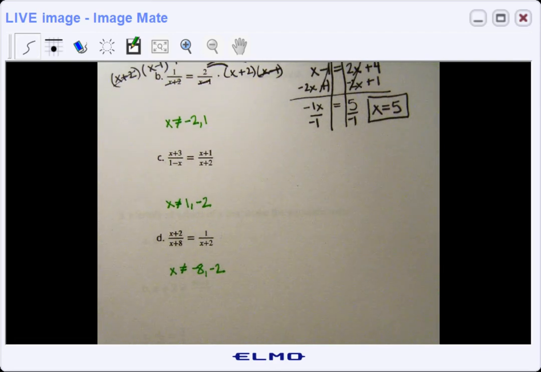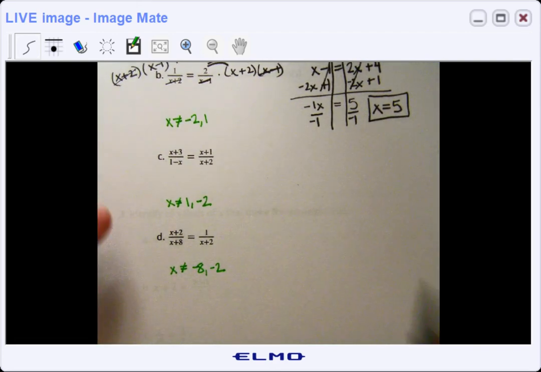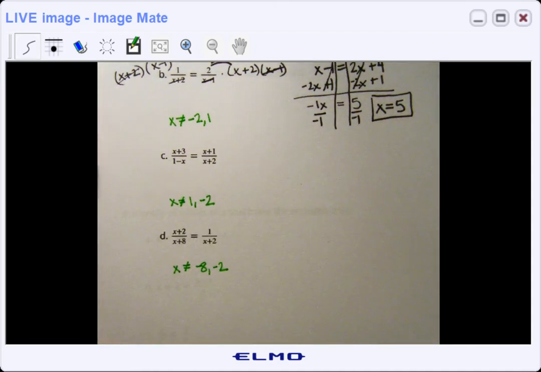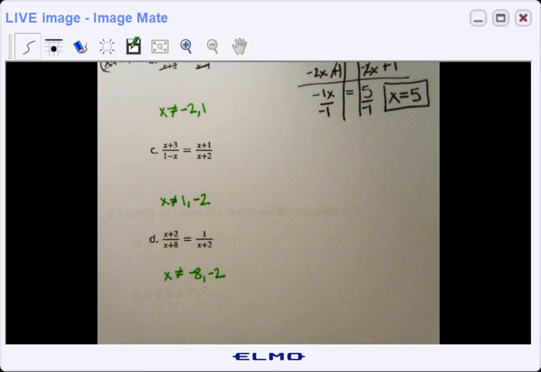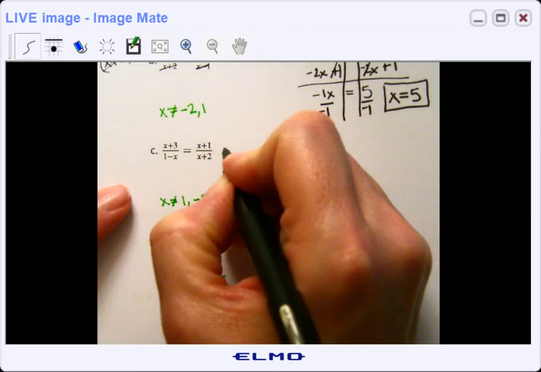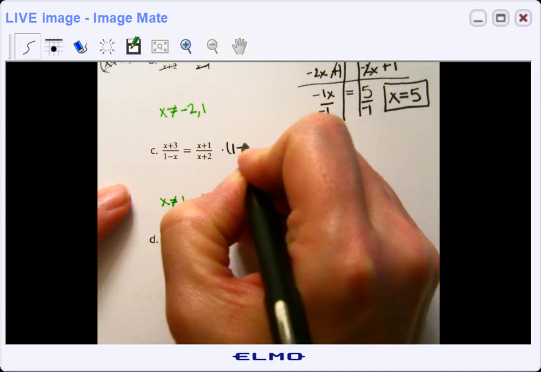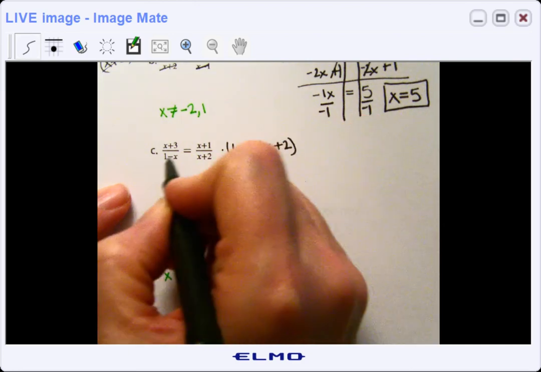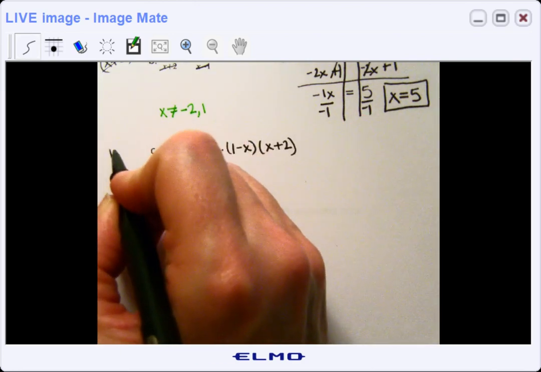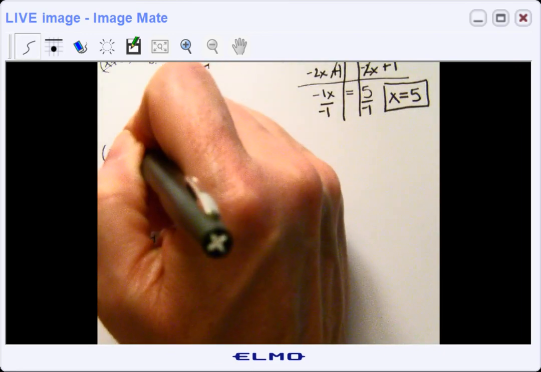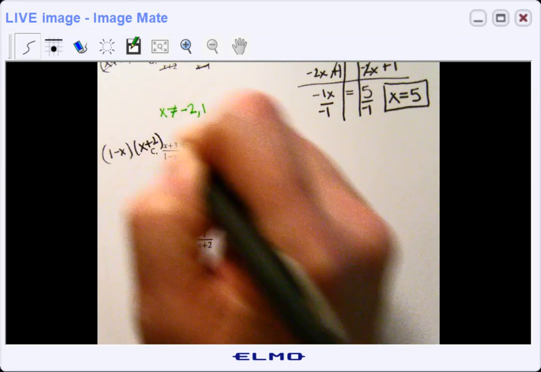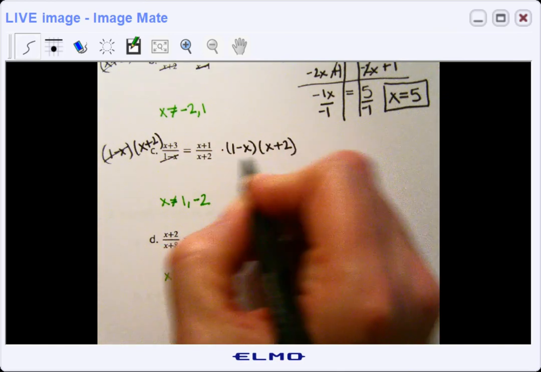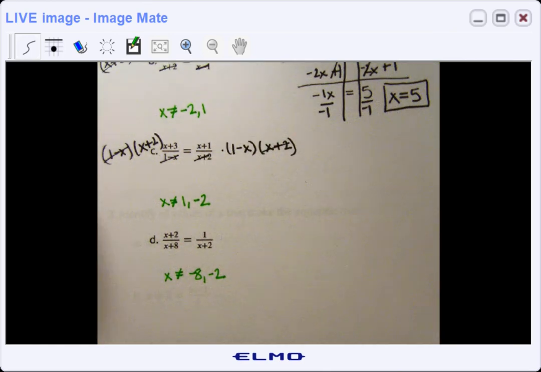Okay, moving on to C. I notice on C, I still have 2 different denominators, so we're going to multiply both sides of the equation by those denominators. And so I'm going to multiply by 1 minus x times x plus 2. And over here, I'm going to multiply by the same thing, 1 minus x times x plus 2. And so that cancels the 1 minus x's. And over here, it cancels the x plus 2's.